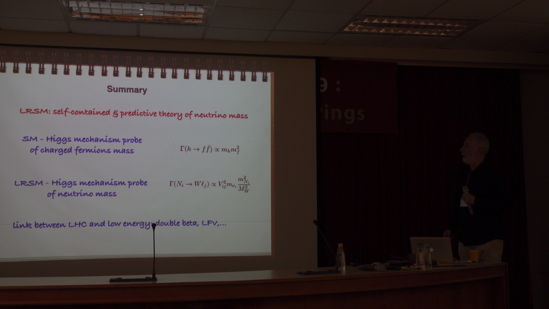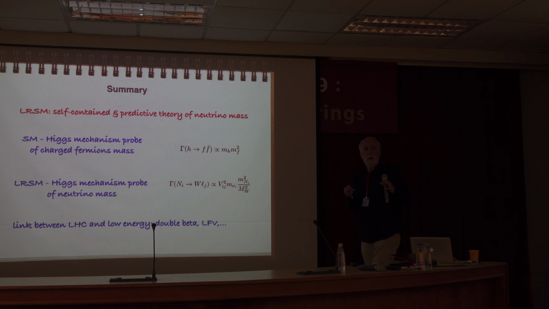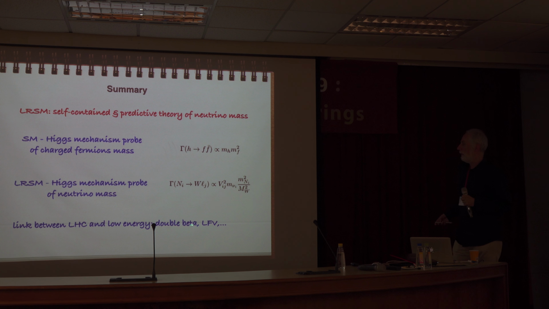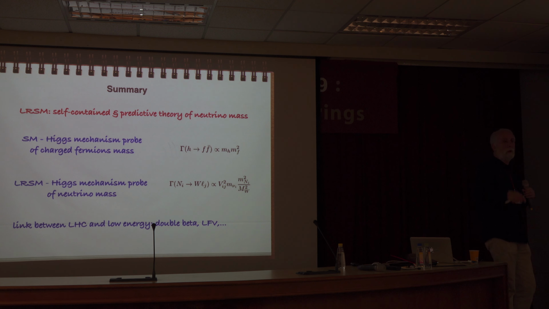I think I can summarize at this point. I tried to convince you that what I wanted you to take from this talk is that the theory actually is completely self-contained. What is interesting, as I mentioned already a few times, is that you have a one-to-one link between the LHC and low energy experiments: neutrinoless double beta decay, lepton flavor violation. It's amusing that all these experiments are happening on the same time scale. We live in an interesting era. They're probing the same physical scale, and we are talking about the same time scale.